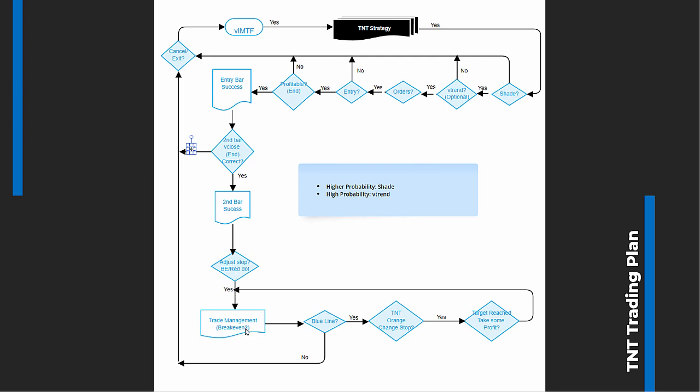In the third bar, you're now in trade management. You're going to stay in this trade until the blue line disappears at the end of the bar. If you get a TNT or orange bar along the way, you could adjust your stop to the high or low of that TNT or orange bar. If you get to your target, you're going to take 50 to 75% of your positions off, if not all, and then let the rest ride and exit out when the blue line disappears.